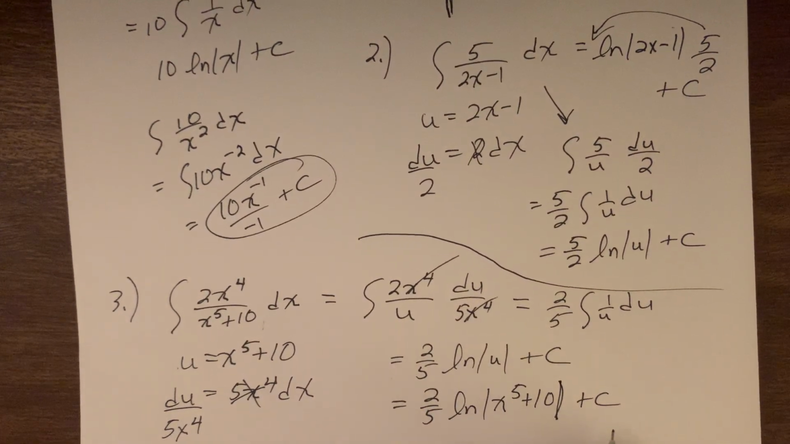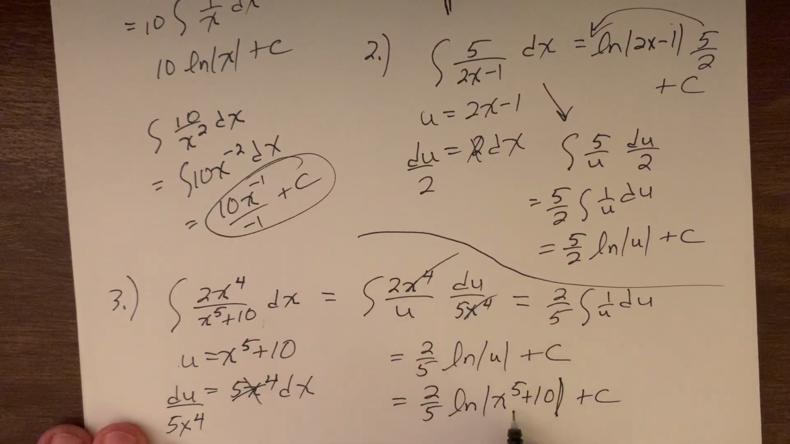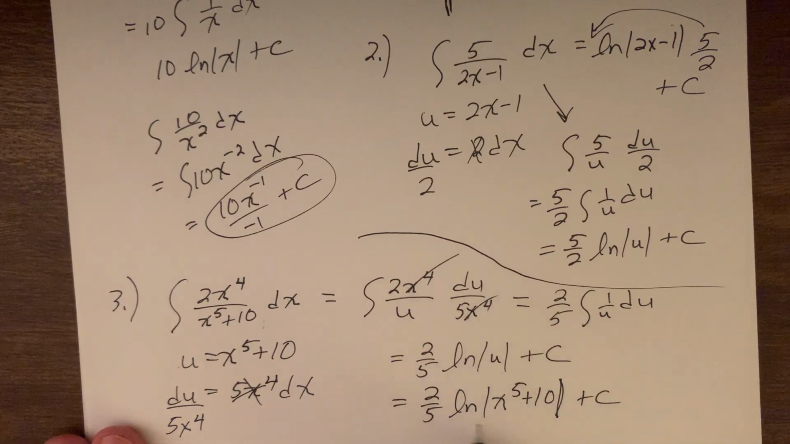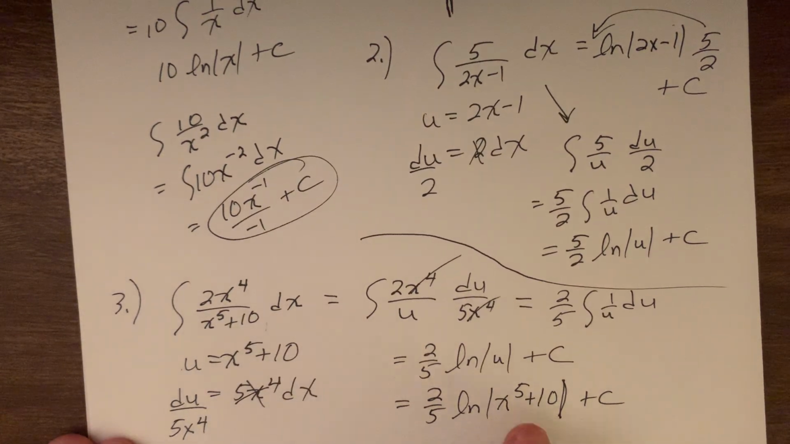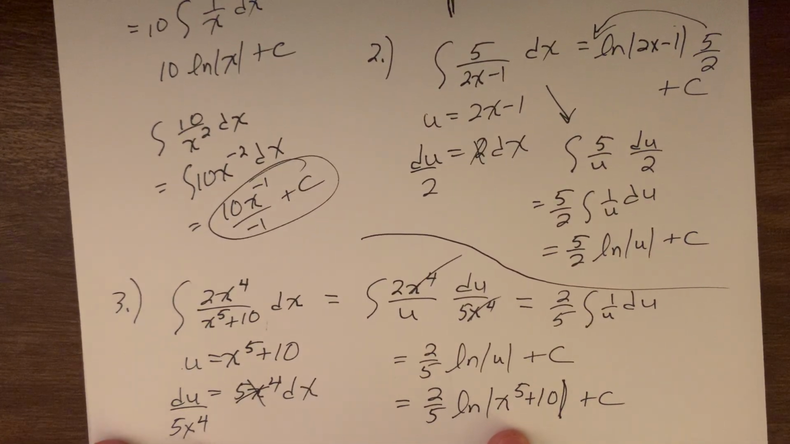Take a derivative to check, push this along, 1 over this times an extra 5x to the 4th, clean it up. You see it matches your original problem. No doubt at all, this is the correct antiderivative.